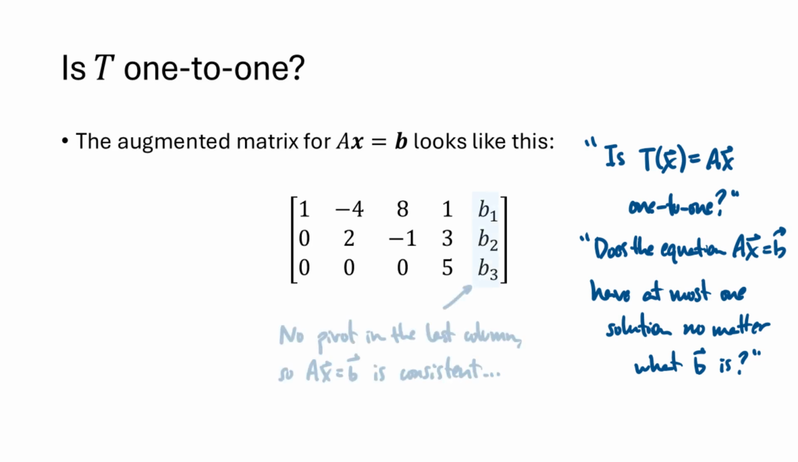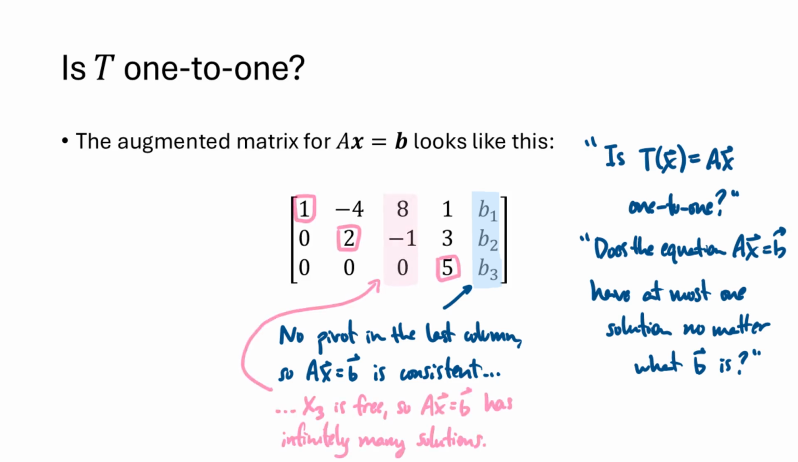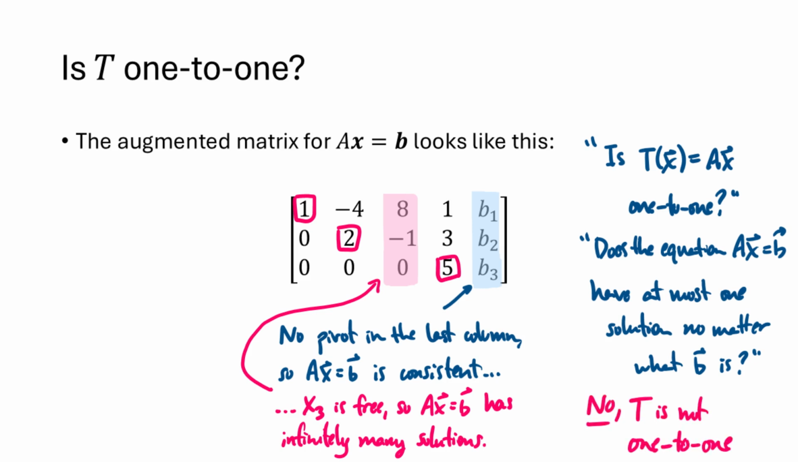b is. Now, again, just like before, we notice that there's no pivot in the last column, which means that Ax equals b is consistent. That means it has one or more solutions. And so now we also notice that the variable x3 in this equation is free, which means in fact we have infinitely many solutions, no matter what b is. So in this case, this shows us that our transformation T is not one-to-one.